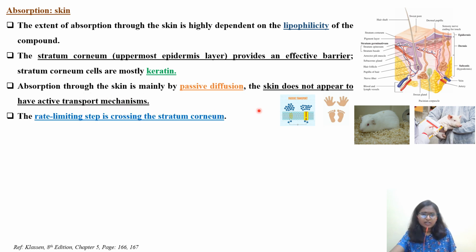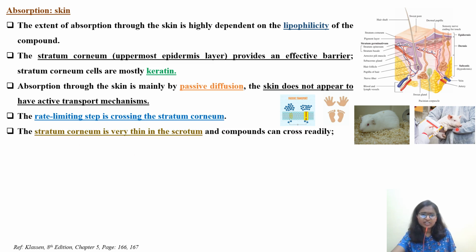Next, the rate limiting step is crossing the stratum corneum. So this is the stratum corneum. Any chemical has to cross through this layer. That is the main rate limiting step. This is the one which is going to decide whether a substance can easily penetrate or slowly penetrate. So that is why it is called the rate limiting step.